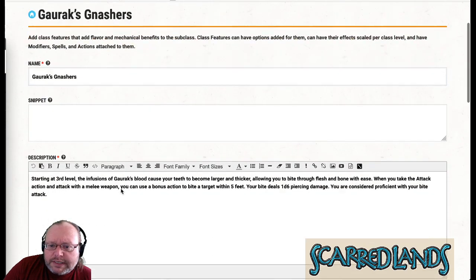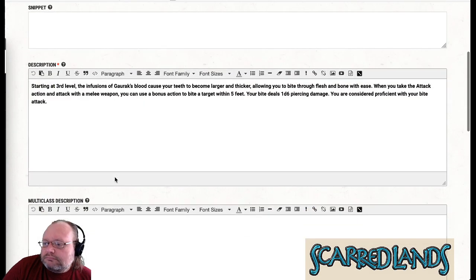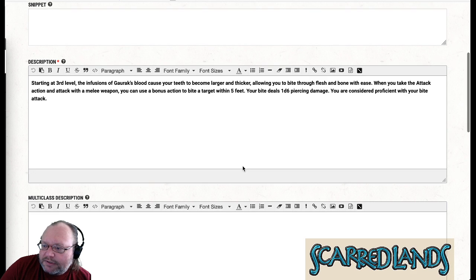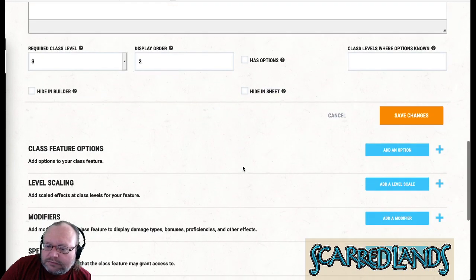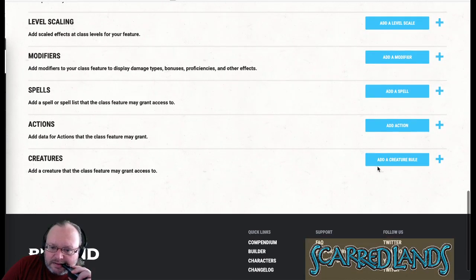Alright, so their second feature is Gorax Gnashers. Starting at 3rd level, infusions of Gorax blood cause your teeth to become larger and thicker, allowing you to bite through flesh and bone with ease. When you take the attack action, attack with a melee weapon, you can use a bonus action to bite a target within 5 feet. Your bite deals 1d6 piercing damage and you are proficient with it. That's fun. You get a bite attack. So, who doesn't love a bite attack?